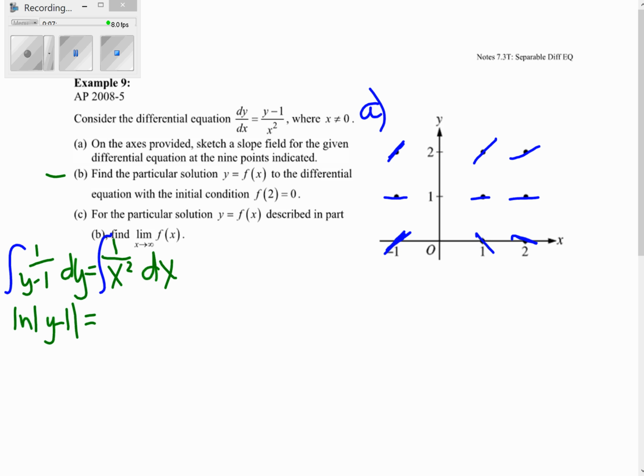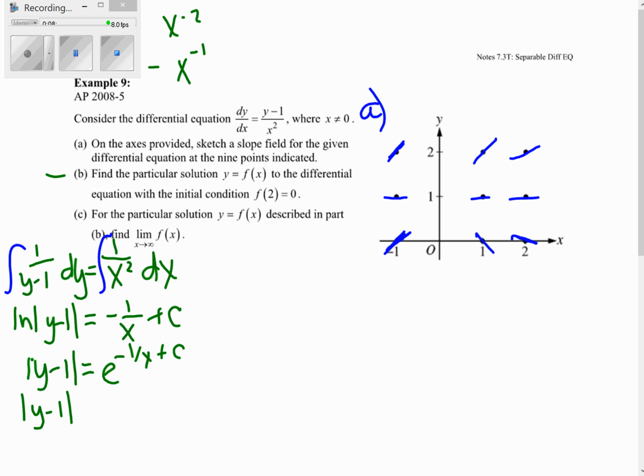So if you need to, think about this as x to the negative 2. When we take the antiderivative, we add 1 to the power and divide by the new power. Okay? So I'm just going to write that as negative 1 over x. And don't forget your plus c. Alright, so then we are going to rewrite this. That's e to the negative 1 over x plus c.